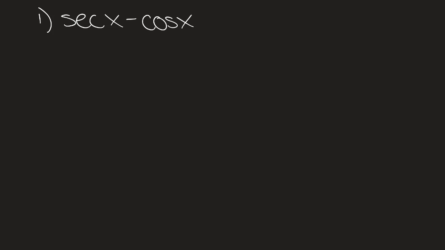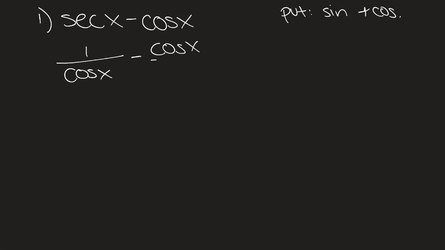Your hint for these problems is you should really try to put what you can into sine and cosine. Basically, everything can break down into sine and cosine. Now, it's not the most logical, and we'll see that in the next example. But for this one, secant is the same thing as 1 over cosine x. And then we've got minus cosine x, which is just cosine x over 1.